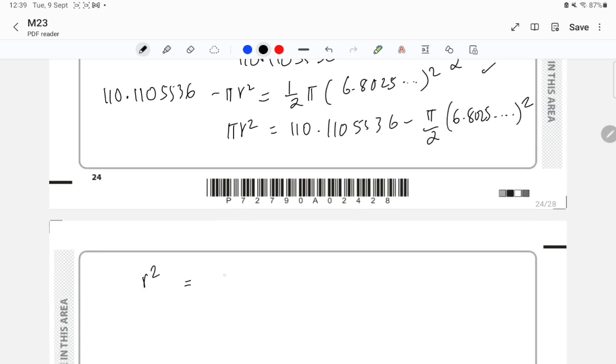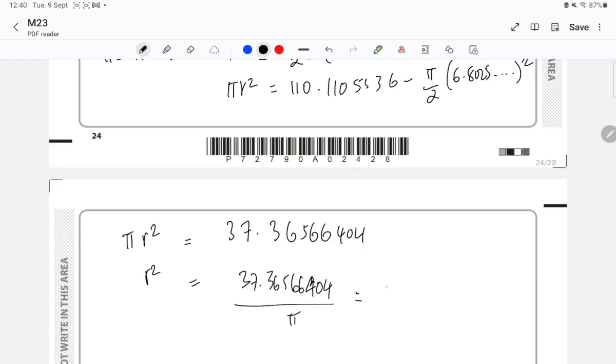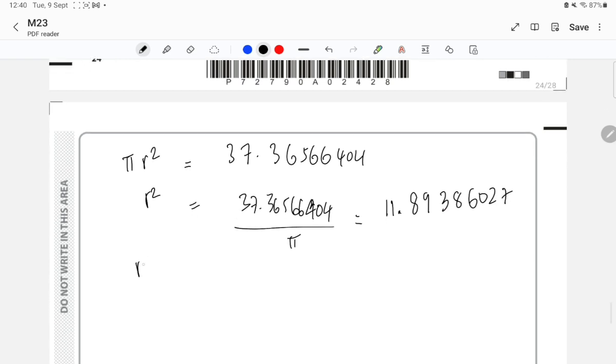So r squared will be equal to 37.365666404 divided by pi, which would be equal to 11.89386027. So my r would be the square root of that, which is 3.452 to 4 significant figures.